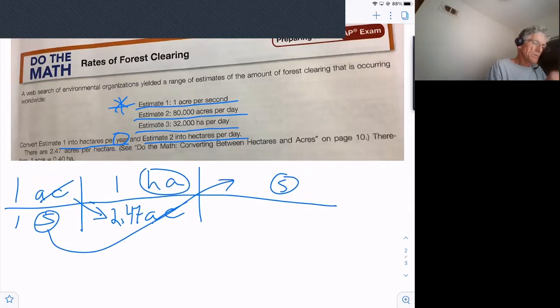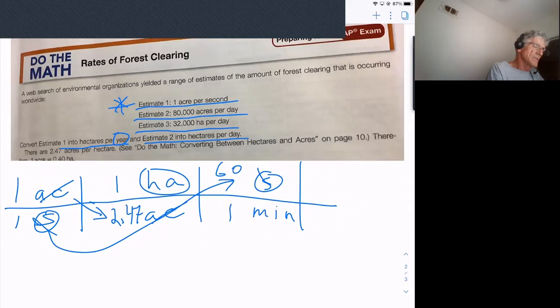Well, maybe you know how many seconds are in a day. I know it's 3,600, but I'll just keep on breaking it up, in case you didn't know that. Okay, so how many seconds are in a minute? That's the next bigger thing. 60 seconds are in 1 minute. And then that cancels out the second. But I don't want hectares per minute. I want hectares per year. So I keep on going like this.